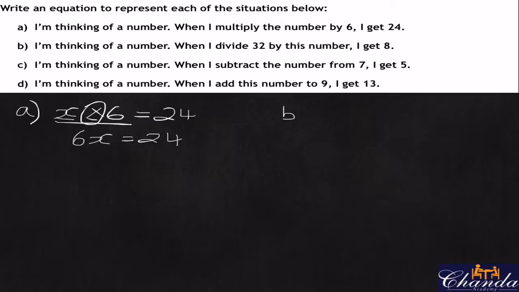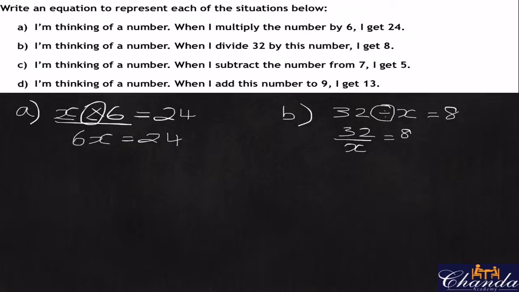Next, we have part B. I'm thinking of a number. When I divide 32 by this number, I get 8. So I have the number 32, and I'm dividing it by this number, let's call it x again, and I get the number 8. Just like we do not use the multiplication sign in algebra, we also do not use the division sign. Division in algebra is represented using fractions. So 32 divided by x is actually 32 over x, which is equal to 8.